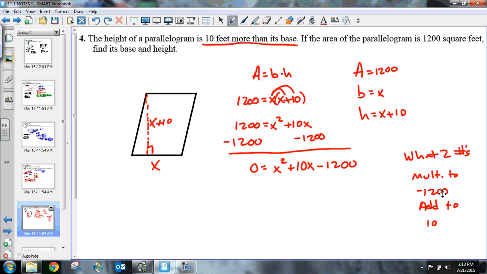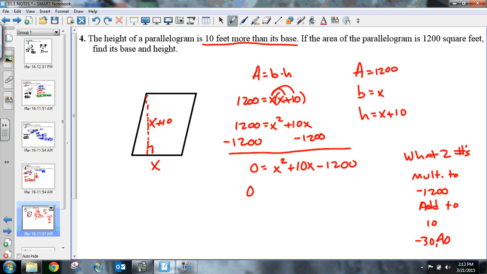Okay, and you kind of got to play around with this. This one's kind of tricky. It's not very easily seen. But I know those two numbers are going to be negative 30 and positive 40. If I multiply these two, I'm going to get negative 1,200. If I add these two, I'm going to get 10.